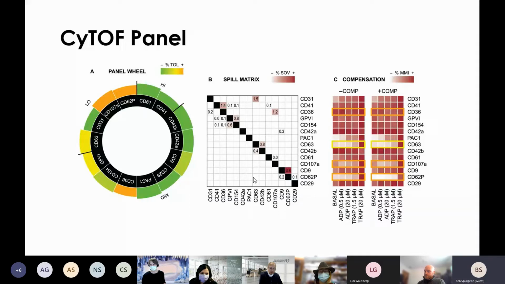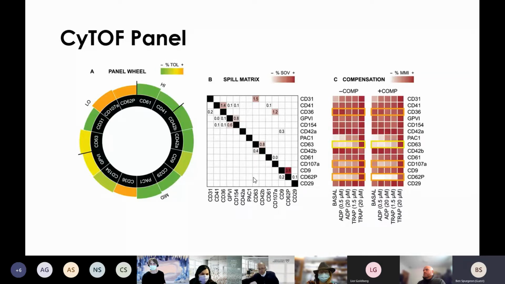The heat map in panel C shows the pre and post compensation signals for all of the markers. The spill is small, so some of these corrections are barely visible, but we can see that Catalyst did a good job on CD62P, where the compensated signal in the basal sample is extremely low, which is exactly what we would expect and makes perfect biological sense.